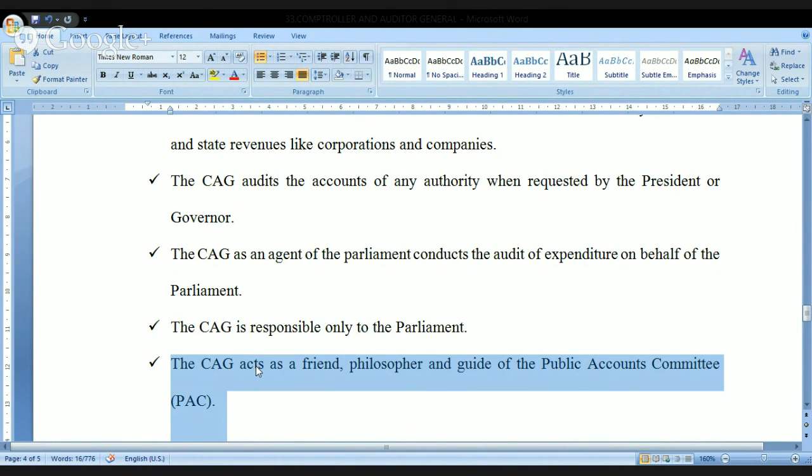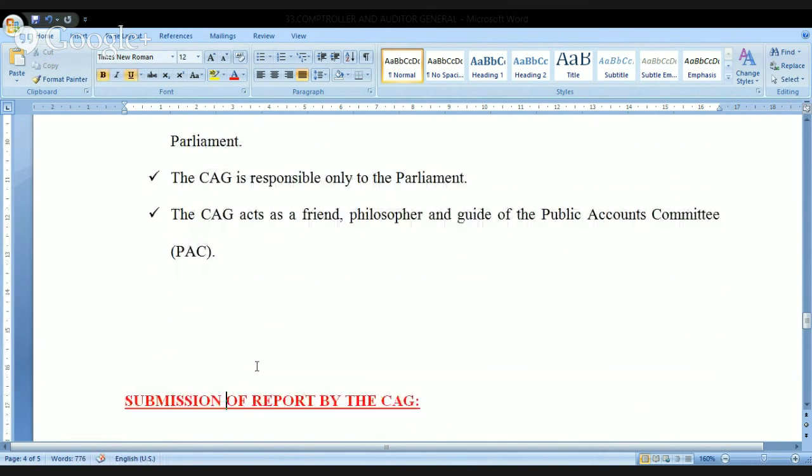I was speaking to you regarding the Public Accounts Committee in the previous class. During that time, I referred even to this word CAG. I told you CAG is considered to be friend, philosopher, and guide. What exactly is the link between these two? We'll understand when we talk about the budget. But remember, this is a very important point.